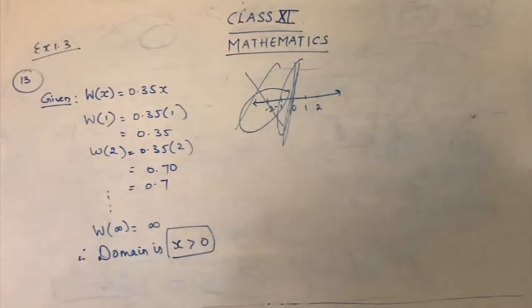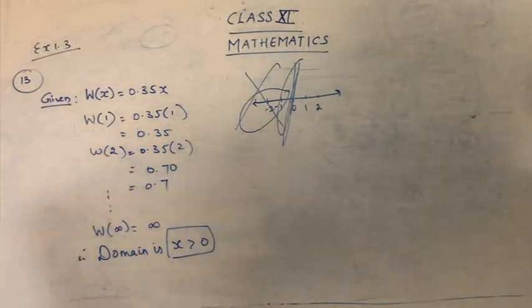Okay, take on the question. The distance of an object falling is a function of time t and can be expressed as s of t is equal to minus 16t square. Graph the function and determine if it is 1 to 1.